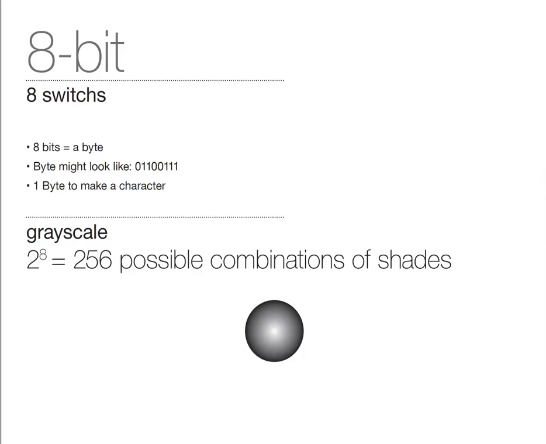There are some magic numbers when we talk about computers, and 8 is one of them, as is 256. 256 comes from 2, which is black and white, off and on, 1 and 0, to the 8th power, where you have those 8 different switches, and it gives you 256 possible combinations of shades. And those shades are of gray or black and white.